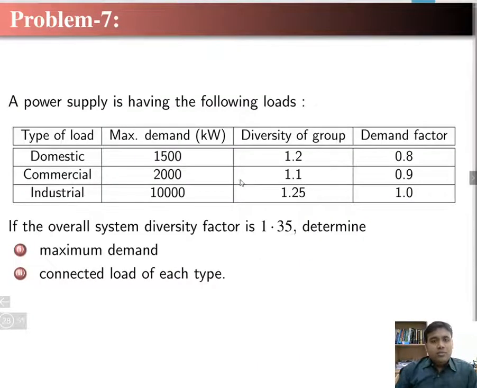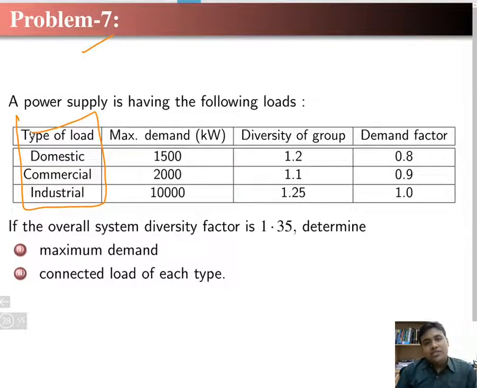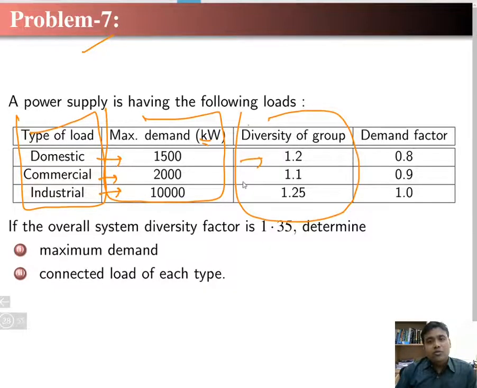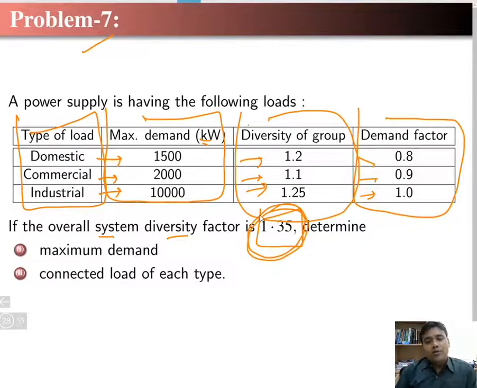Okay. Problem number 7 that we are going to discuss is if you have different types of load, that is domestic, commercial or industrial, whose maximum demand is given. So the individual maximum demand of the consumers are given in kilowatt and the diversity factor for all the individual groups are also given. Then the demand factor for the group is also given. It is also mentioned that the overall system diversity factor is 1.35.